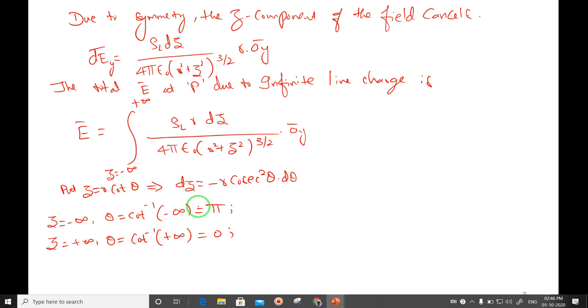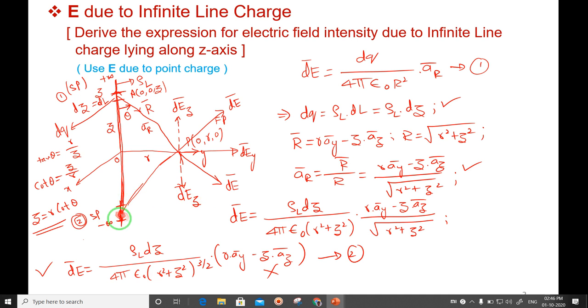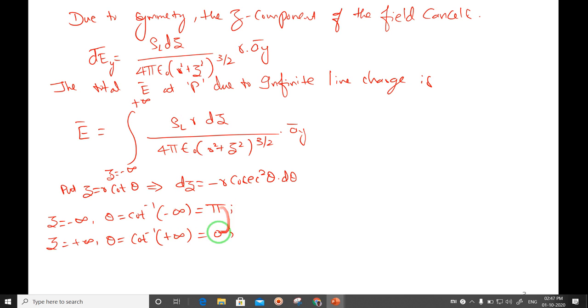This I will justify, how I will get it. Observe here, I will go to the diagram. Whenever z is minus infinity, the point is here, right? Theta is measured from the z axis. So whenever it comes like this, it goes from 0 to 180 degrees, right? Whenever I am at z equal to minus infinity, theta is 180 degrees. Whenever I am here, that is at z equal to plus infinity, theta is 0 degrees. Got it? So minus infinity to plus infinity means 180 degrees to 0. Is it fine? 180 degrees to 0. So I will change the limits of integration.